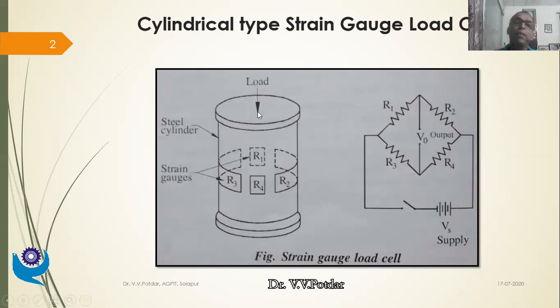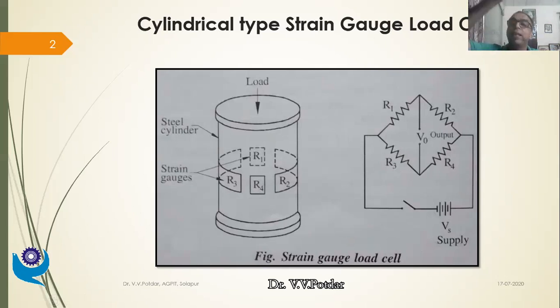Now what will happen? Just think over now. This is the compressive load that I have applied. You try to understand if I applied a tensile load. Both ends I have outward arrows, and tensile load is applied on this cylindrical specimen. What will happen? When tensile load is applied, R1 and R4 will be subjected to tensile strain, isn't it?